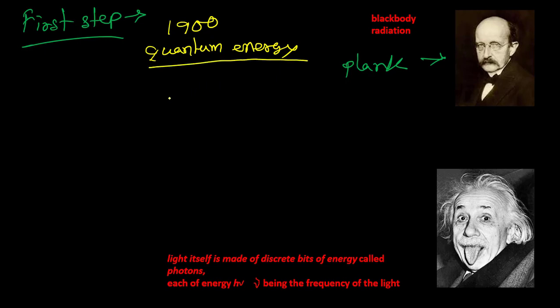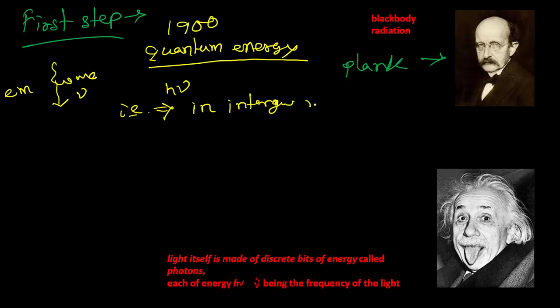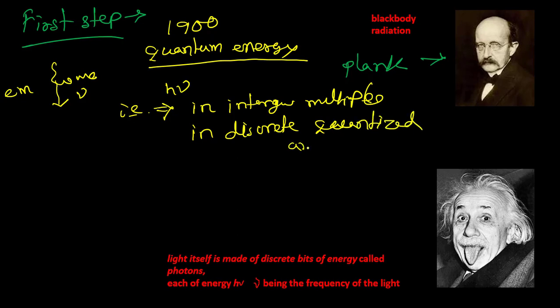He made us believe that the energy exchange of an EM wave of frequency, say nu, occurs only in integer multiples of h nu. What does that mean? Integer multiple means a discrete, quantized amount. If the energy exchange of the EM wave is in integer multiples of h nu, that means the energy exchange is in discrete quantized amounts, isn't it?